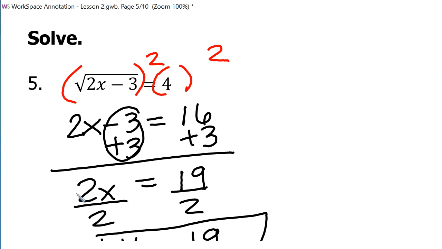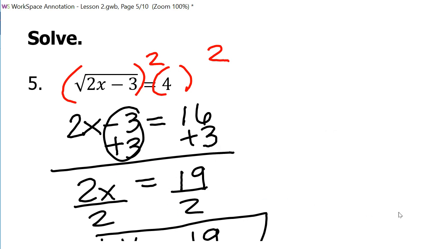Now, with square root equations, you really need to check your answers. So if I put the 19 over 2 right here, the 2's would cancel, and that would just give me 19. And what's 19 minus 3? 16. What's the square root of 16? 4. So that is the correct answer. So you can always go back and check your work by substituting back into the original equation. So that's the right answer.